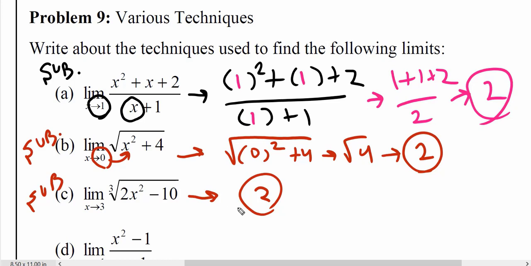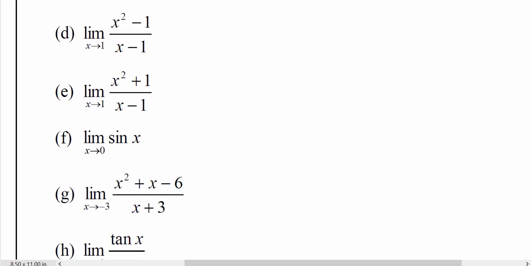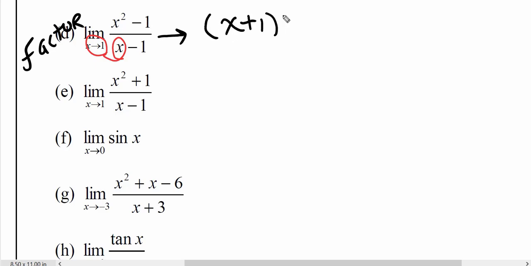In part D, we ran out of luck. If I were to plug in a 1 in here, it would result in an undefined in the bottom. So, what do we do? Well, I'm going to suggest that you factor. The numerator is a difference of squares. If you're not sure what a difference of squares is, you will have to go ahead and review that on your own. That's all there is to it.